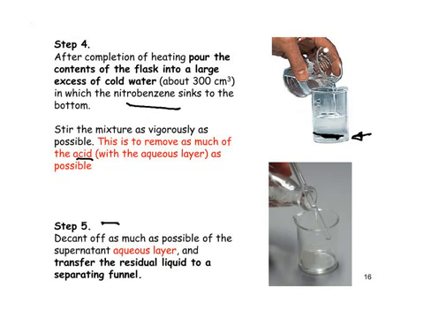Next, step 5, you decant. You're just simply turning the beaker on its side and pouring off as much of the top layer as possible, making sure you don't lose any of the lower layer where your product is contained. And transfer the residual, what's left, in other words this stuff at the bottom, into a separating funnel. So what's at the bottom of the beaker then will be transferred into a separating funnel.